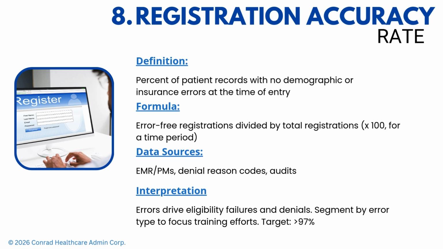Interpretation. Errors in registration accuracy ultimately will drive denials. So what we want to do is segment by the error type so that we can focus our training efforts. I'll give you an example. Maybe when we are registering patients, we're not sequencing the insurances correctly when they have multiple insurances. That's called coordination of benefits. So if we're getting those types of denials, we might want to educate our staff on that. Or it might be that we are not capturing some key information and we need to remind people. But a potential benchmark for that would be greater than 97% accuracy.